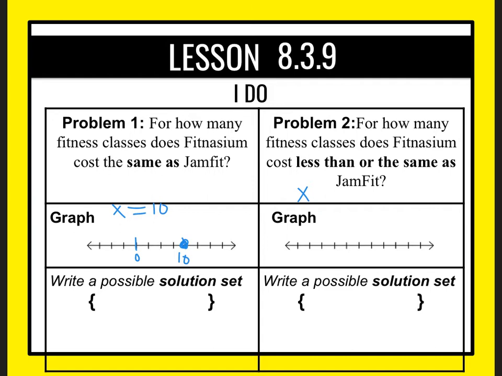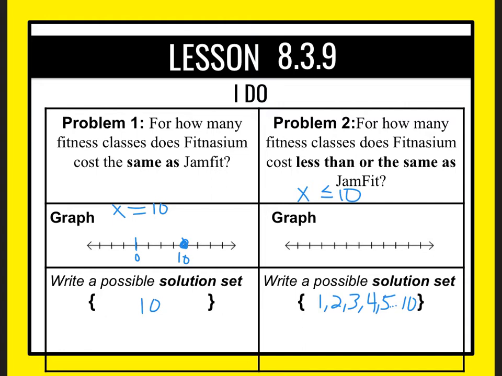This says that I have to have less than or equal to 10 classes. So some of the possible solutions here are exactly 10, where it's going to be the same cost. Here I have 1 class, 2 classes, 3 classes. All of these are numbers, and I can go on to the number 10. All of these numbers of classes are less than or equal to 10.